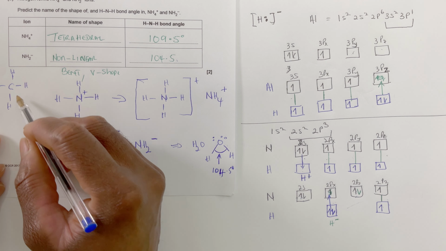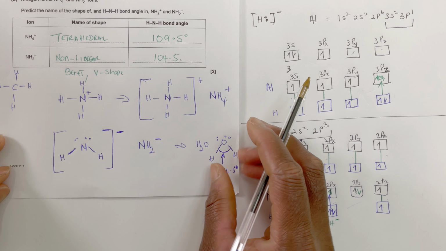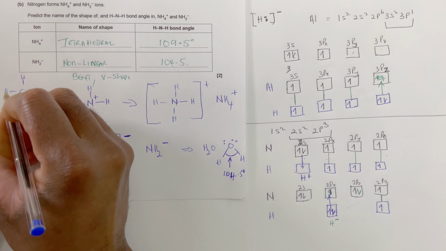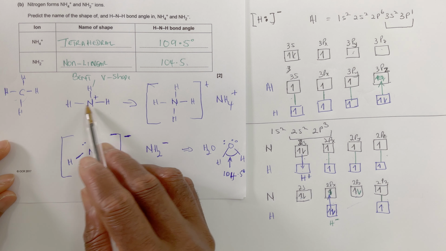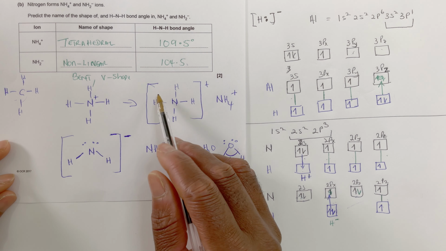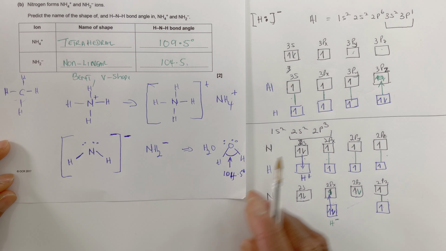No lone pairs. So if you're looking at the CH4 here, there's a CH4 there. No lone pairs, 0 lone pairs, and that is 109.5.